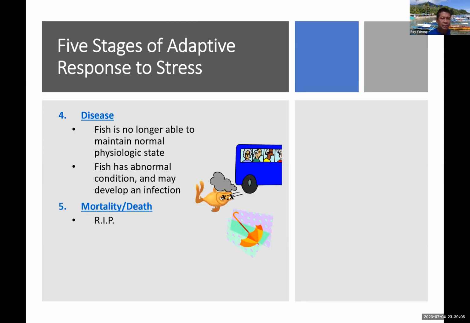In the fourth stage, this is when disease is going to occur. The fish is no longer able to maintain this normal physiologic state. It's gone beyond its ability to handle it, and it's going to have an abnormal condition or even be more susceptible to an infection. If things are going even more poorly, then the fish is going to die.